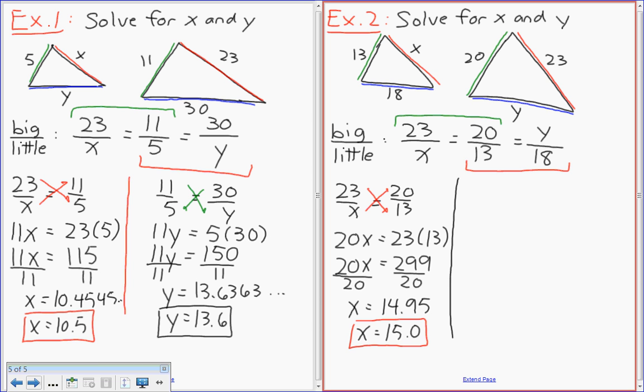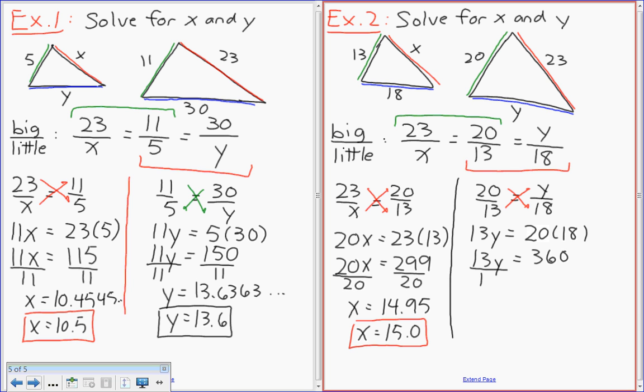We're going to do exactly the same thing on the other side here right now. All right, Connor, I'm going to start by writing 20 over 13 equals y over 18. Now, Connor, I want you to be brave and try and do your cross multiplying. 13 times y is 13y. And the other one's going to be 20 times 18. 13y equals 360.